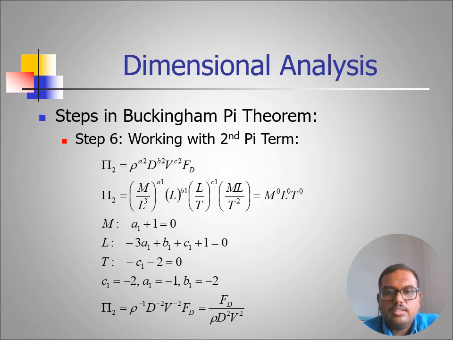Now we solve these equations. a2 equal to minus 1 we get directly, whereas c2 equal to minus 2 we also get directly. Substituting c2 equal to minus 2 and a2 equal to minus 1 in the equation, we get b2 equal to minus 2. Now we substitute these powers in the dimensionless term. So pi 2 equal to rho to the power minus 1, d to the power minus 2 and v to the power minus 2 into Fd. So we get Fd by rho d squared v squared.